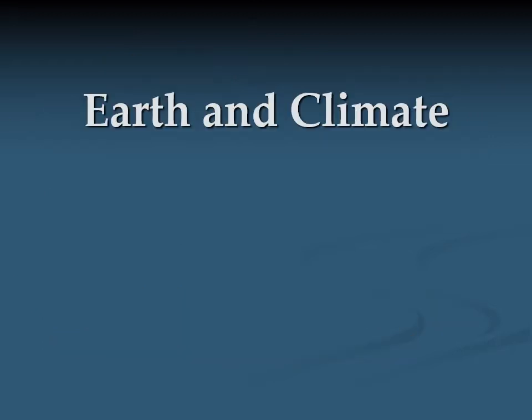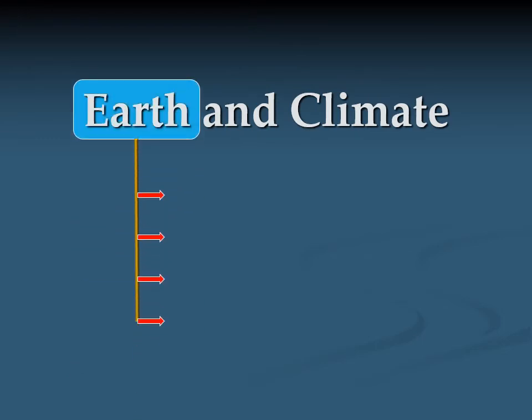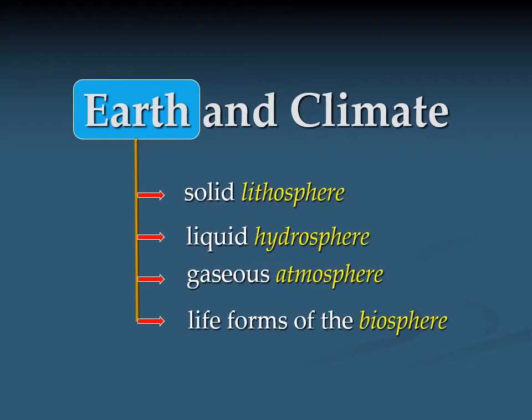Now, whenever we are going to study the climate of an area or the entire earth, the earth, as we know, is composed of four spheres. The first one is the solid lithosphere, second is the liquid hydrosphere, third is the gaseous atmosphere, and the fourth part, that is the living beings of earth, which is known as the biosphere.